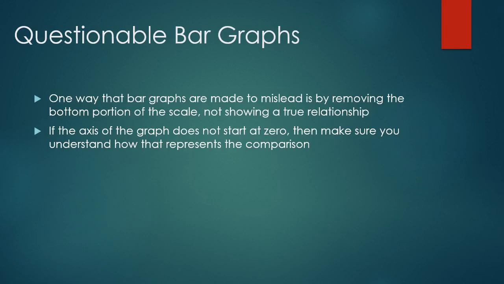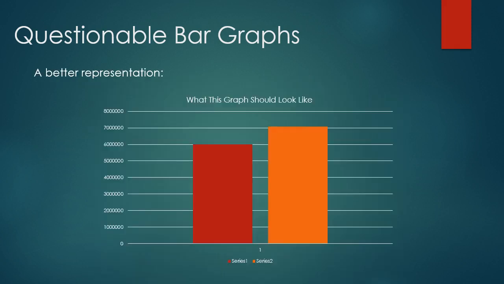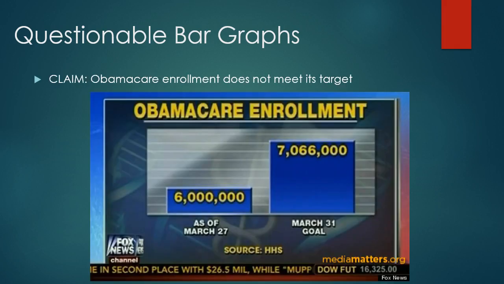Bar graphs, this is on the news all the time. I see this all the time. Bar graphs. You go 6 million in one, 7 million in the other. Sure, that 1 million difference sure is a lot bigger than the 6 million that are in the bottom. Right, so I took this data and remade it, and this is kind of what it should look like. Doesn't look like that much of a difference. This sure does.